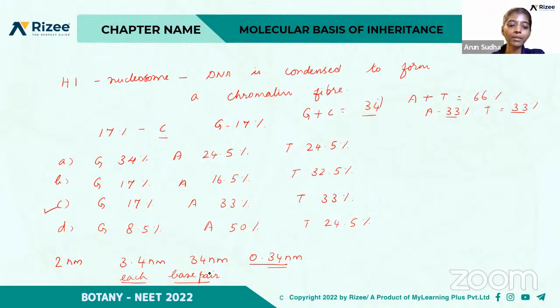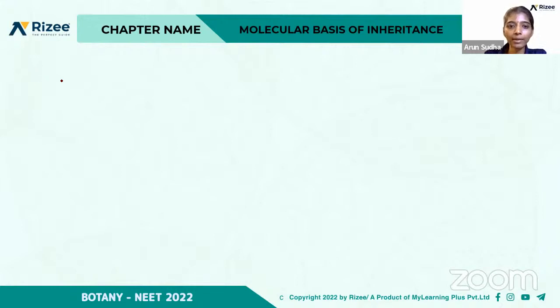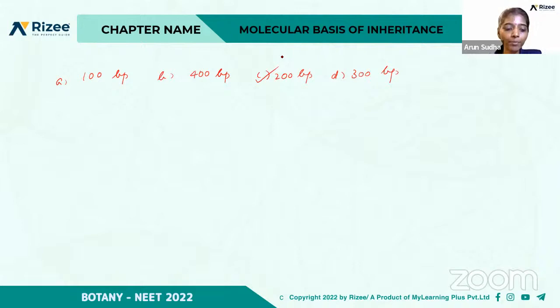Then, a typical nucleosome contains 100 base pairs of DNA helix, or 400 base pairs, or 200 base pairs, or 300 base pairs. Yes, option C is the right answer because the nucleosome contains 200 base pairs of DNA helix.